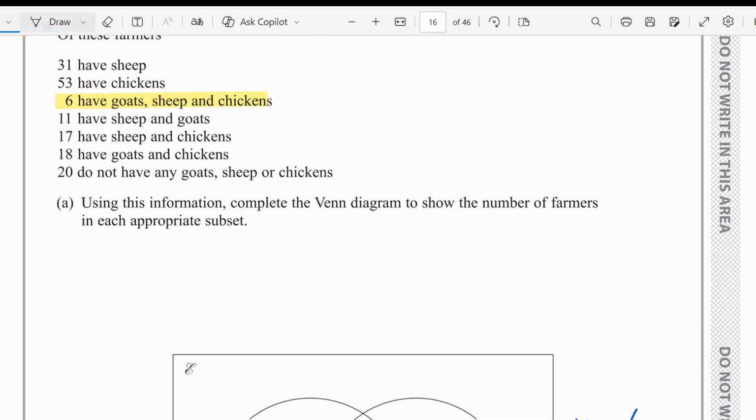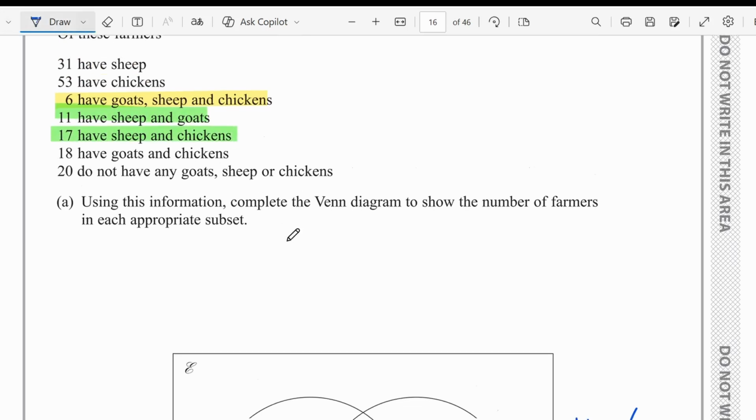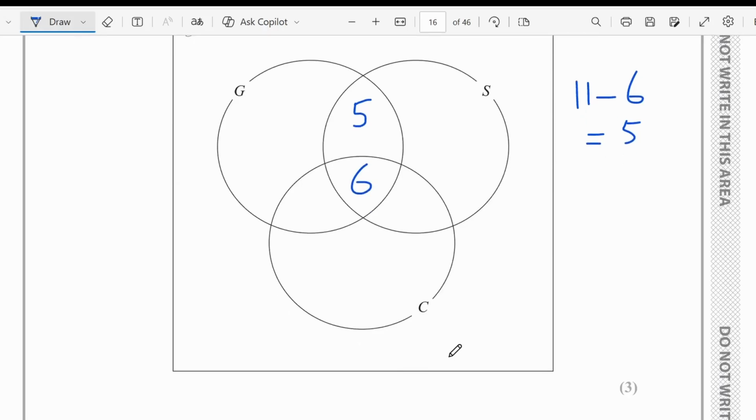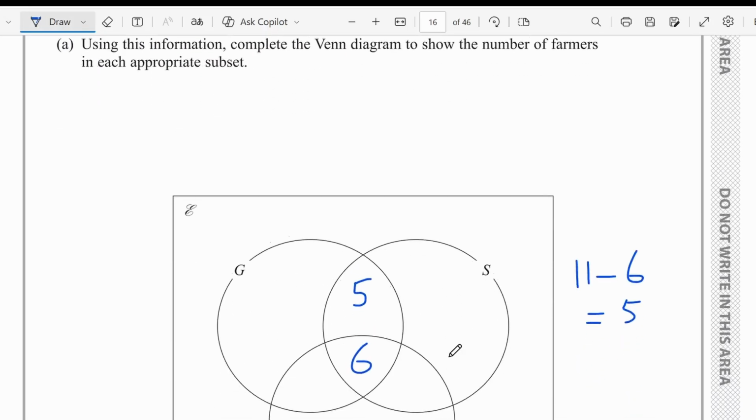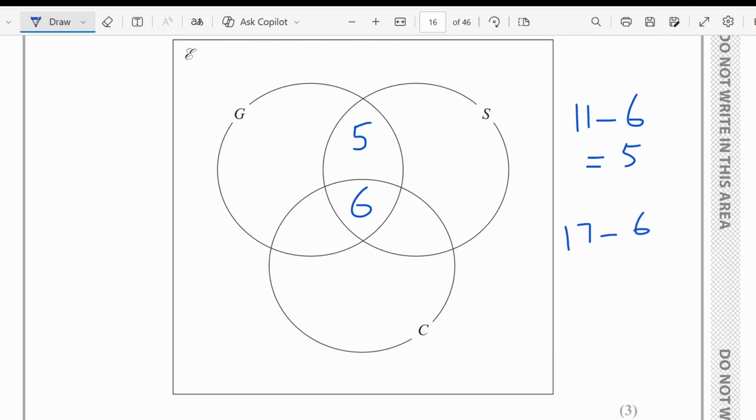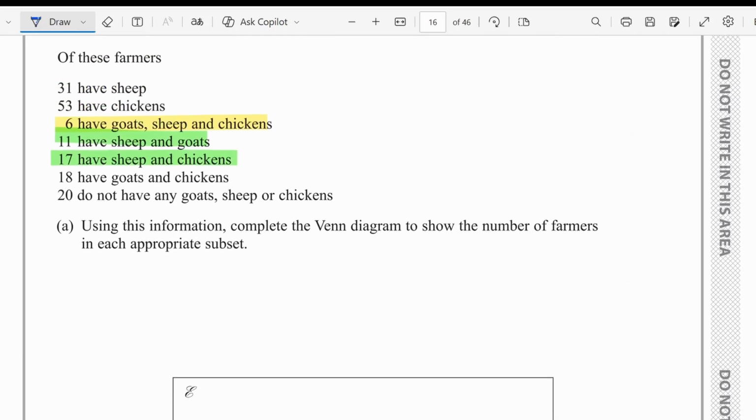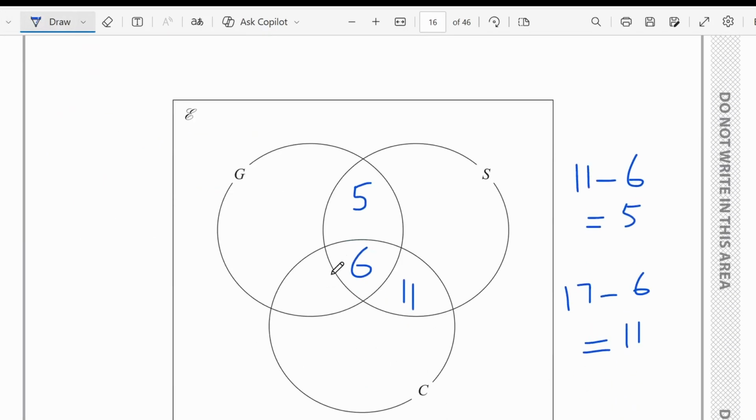Next, 17 have sheep and chicken. For this one, the intersection of sheep and chicken is this one. This is 17 minus 6, that would be 11. So 11 will be filled over here. So next is 18 have goats and chicken. So this is 18 goats and chicken. So we are going to subtract 6 from 18, that would be 12. It would be over here. So now we are going to fill this full circle.